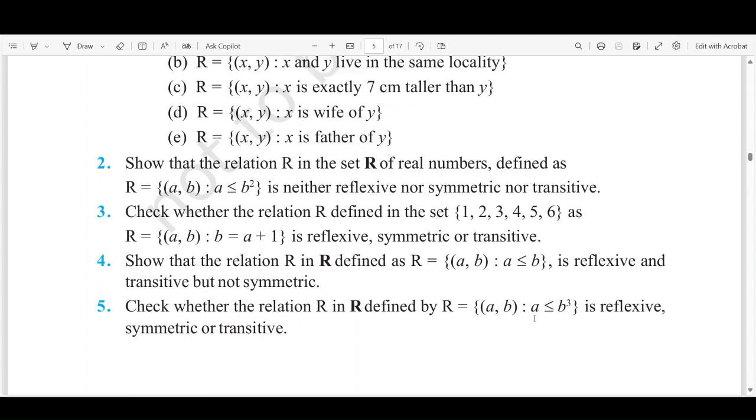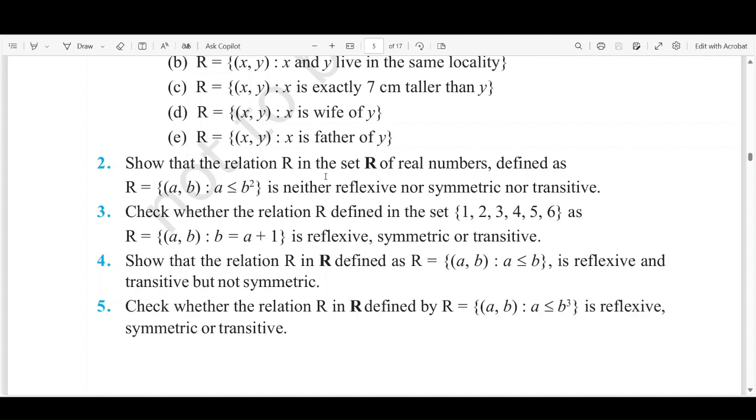Question number E. R equal to the set of all ordered pairs (x, y) such that x is father of y. Now we have to verify whether this is an equivalence relation. So if you consider the reflexive property, x should be related to itself. Is it possible to say x is a father of x itself? No. Therefore, this relation is not reflexive.